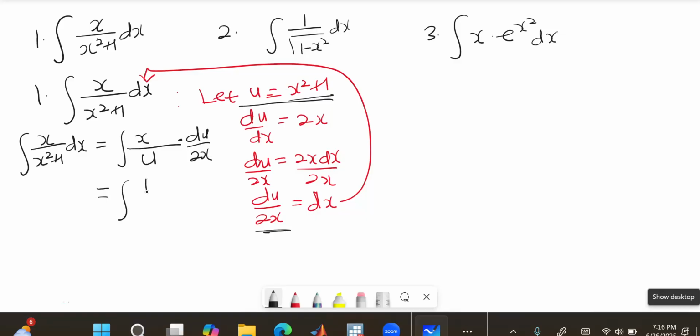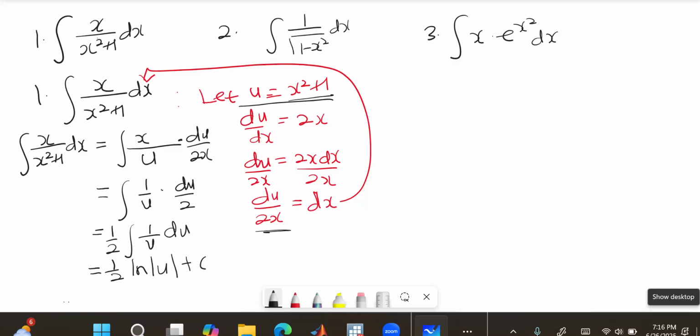x cancels x, we are left with 1 over u times du over 2. 1/2 is a constant, so 1/2 comes in front of the integral. 1/2 integral of 1 over u du. This now looks integrable. So integral of 1 over u is just the natural logarithm of u. So that is 1/2 natural logarithm of u plus constant c.